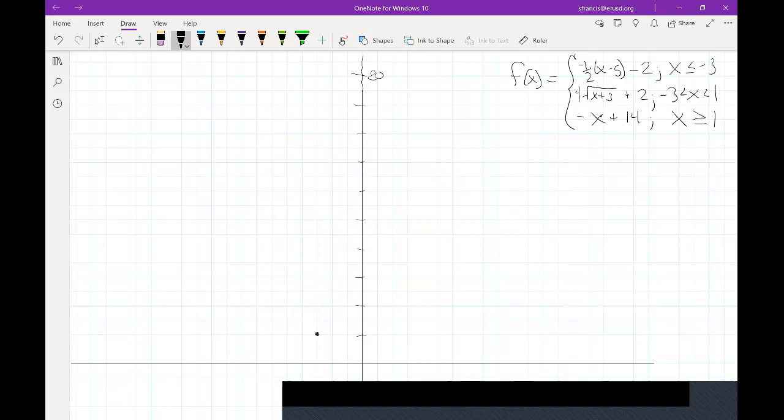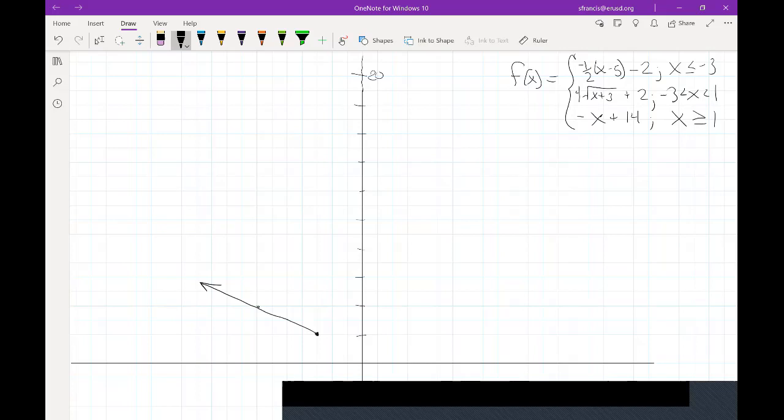And I know the slope, it's negative 1/2. So I can just go up one over two, go up one over two in this direction here so that my slope is negative going down from left to right. And then just draw in that like that. So that's what the first linear piece looks like.